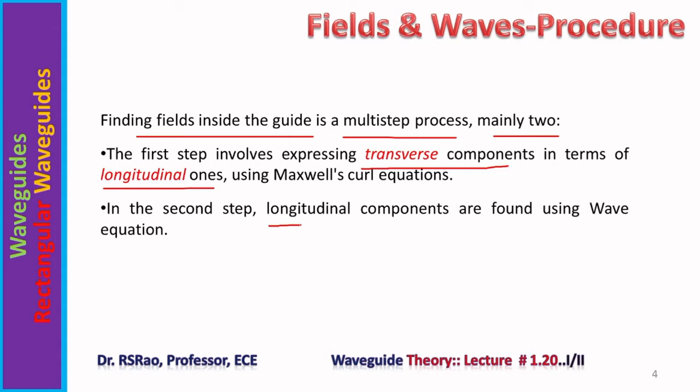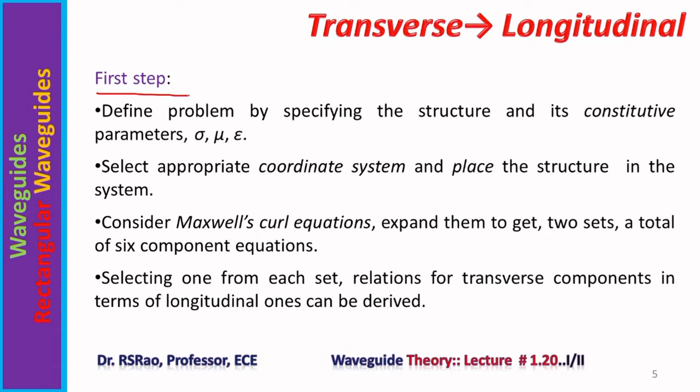In the second step, longitudinal components are found using the wave equation. Once longitudinal components are available, we can substitute them in the relations obtained in the first step to get all the field components. This is the overall picture. Let us do the first step in this session, and the second step in the next session.